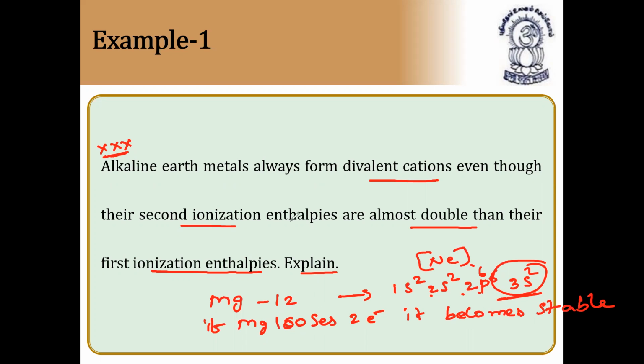The second ionization enthalpy is almost double the first one because the first electron is in the valence shell, that is 3s1. The second electron is automatically closer to the nucleus. The second valence electron is closer to the nucleus compared to the first valence electron. So their second ionization enthalpies are almost double their first ionization enthalpies, because after losing 2 electrons they become stable.